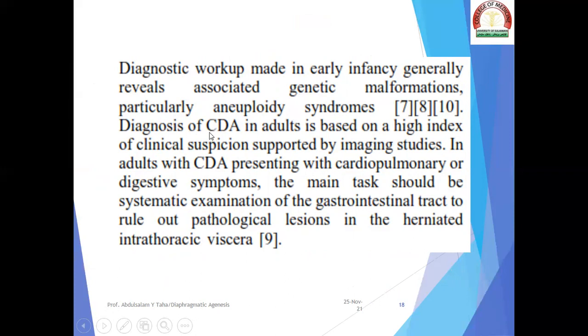Diagnosis of congenital diaphragmatic agenesis in adults is based on a high index of clinical suspicion supported by imaging studies. In adults with congenital diaphragmatic agenesis presenting with cardiopulmonary or digestive symptoms, the main task should be systematic examination of the gastrointestinal tract to rule out pathological lesions in the herniated intrathoracic viscera.